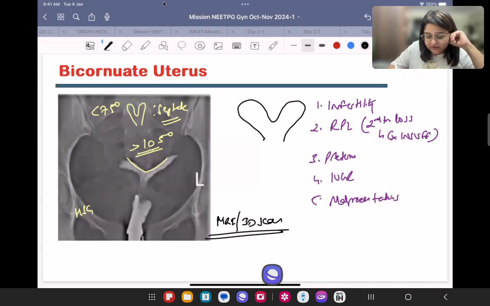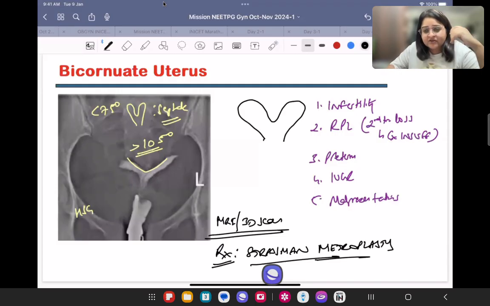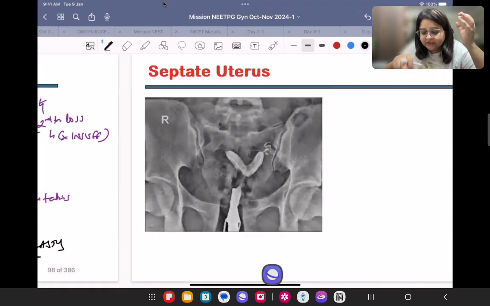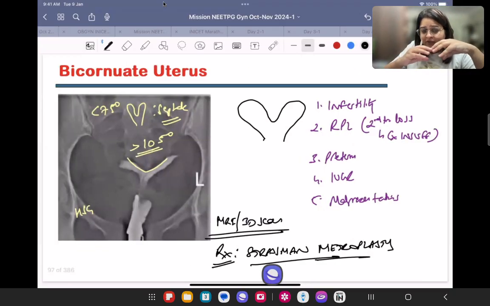Okay, and what is the treatment? Treatment again, we will resort. So there is a surgical way to join the horns. It's called a metroplasty. So the surgical treatment is Strassman metroplasty. Metro means myometrium, plasty means reconstruction. So you're reconstructing the myometrium. When you reconstruct the myometrium, you get one complete uterus. But remember, this is done very, very rarely.